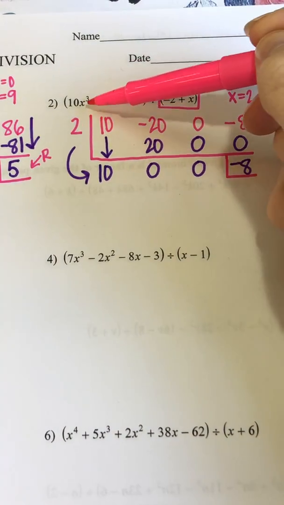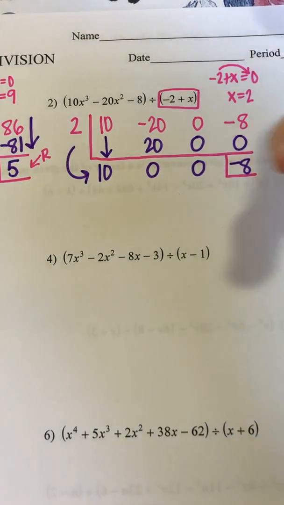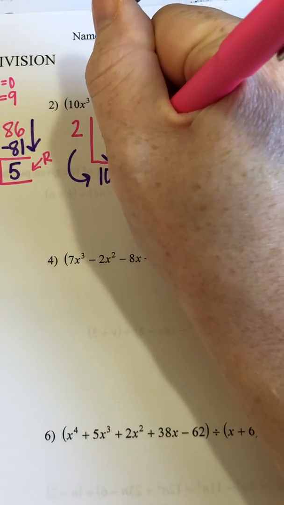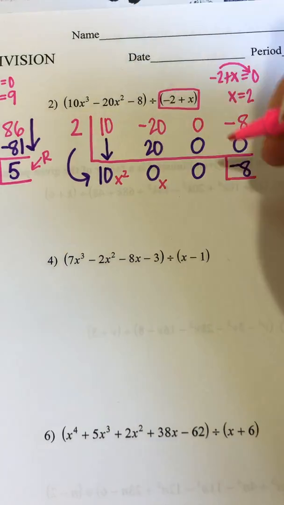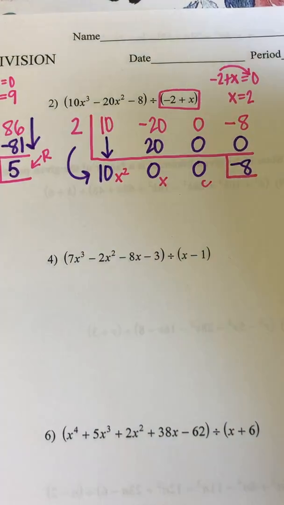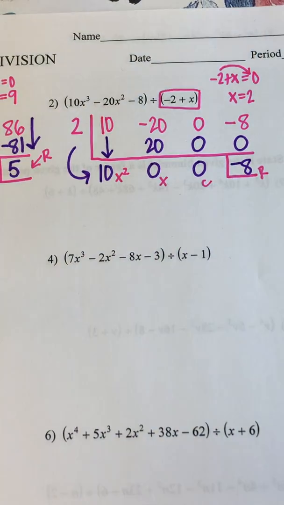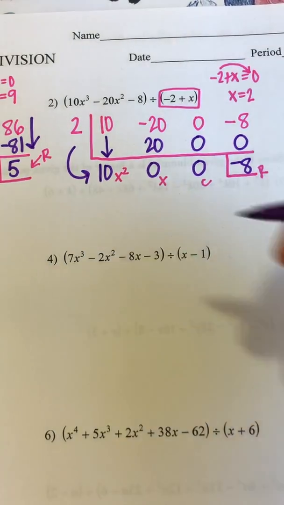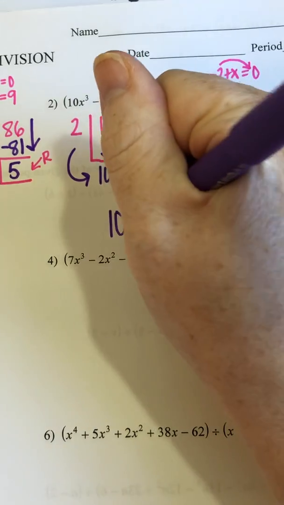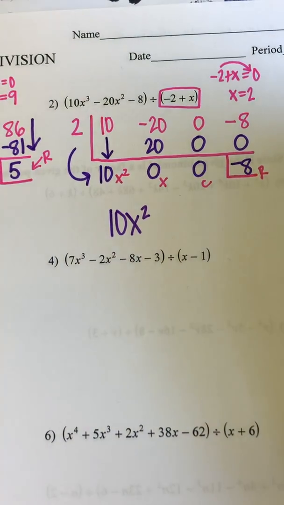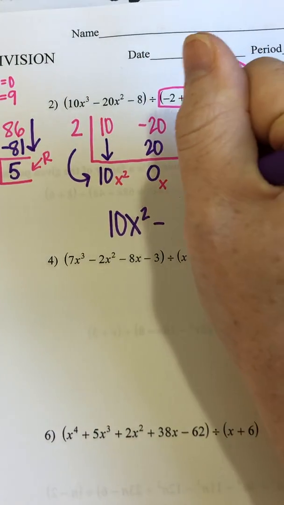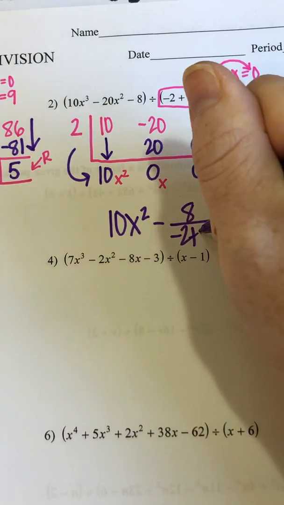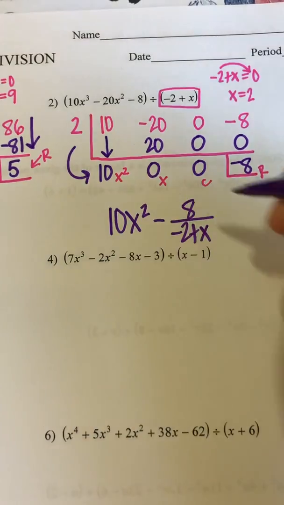Now I started with x cubed. So if I drop it a power, this one is what? X squared. This is x. This would be my constant, and this is my remainder. Do I have much to write down at all? Nope. 10x squared. It's a -8, so minus 8 over -2 plus x.